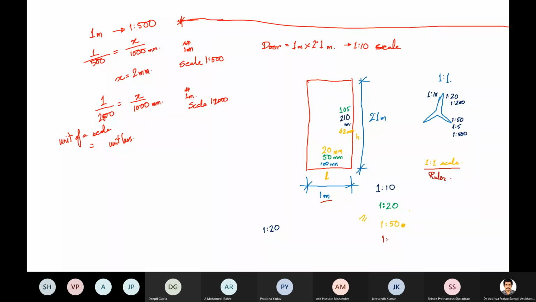One is to 100. How much does this one become? L becomes how much? 10 mm. And how much does the H become? 21. You understood, Deepthi? Yes, sir.